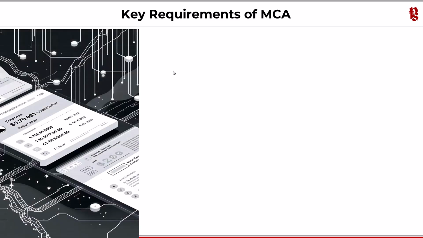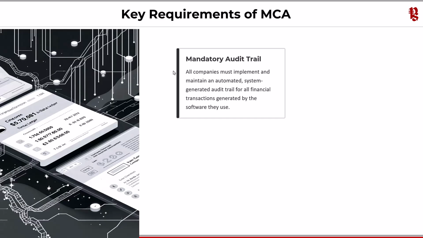What are the key requirements of MCA? Let's quickly walk through them. First, a mandatory audit trail. That means all companies must implement and maintain an automated, system-generated audit trail for all financial transactions generated by the software that they are going to use.